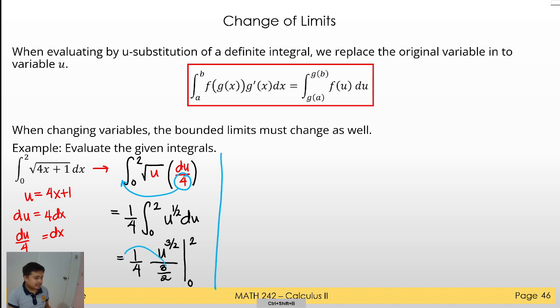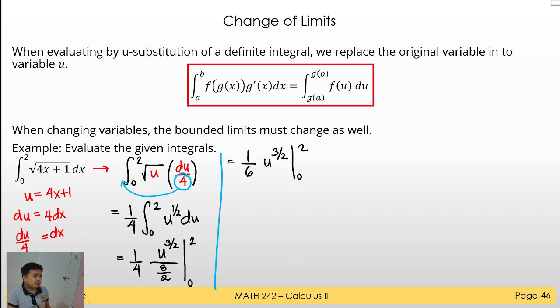Okay, so let's simplify this one. We have here, so find the reciprocal now. So we have 2 over 4 times 3. Simplifying this, we can cancel this out, so this will become 1, this will become 2. Therefore, this is equal to 1 over 2 times 3, which is 6. And then u raised to 3/2 evaluated from 0 to 2.